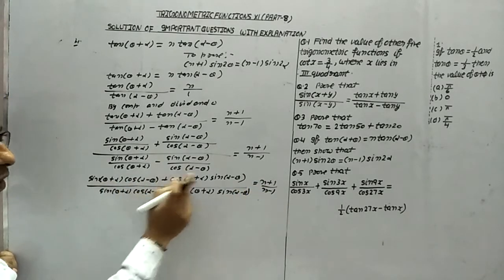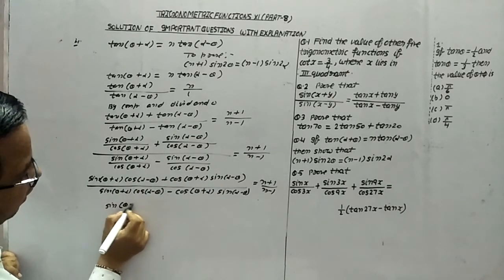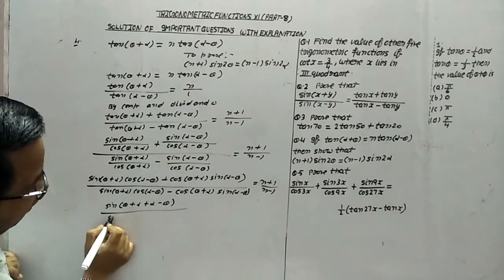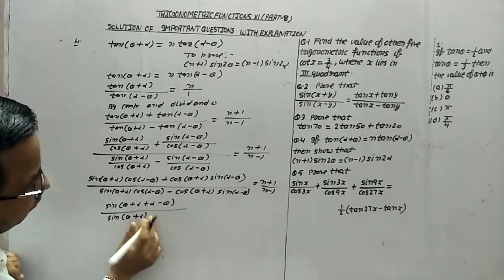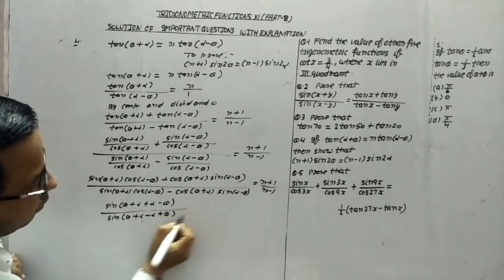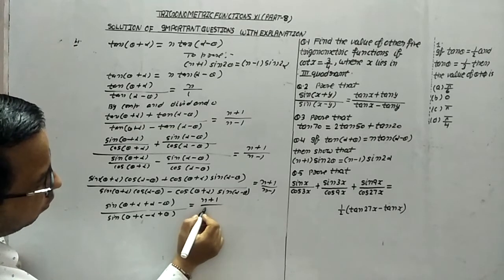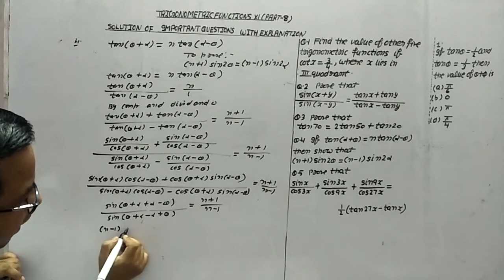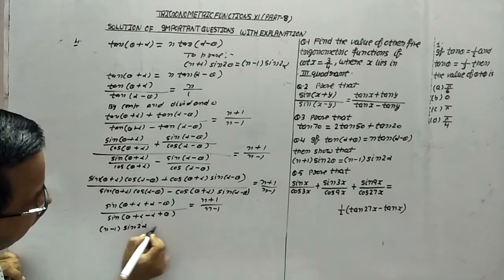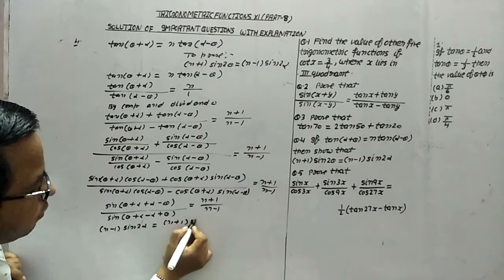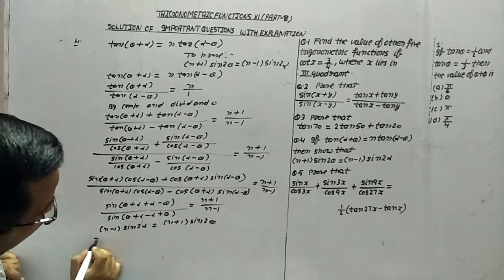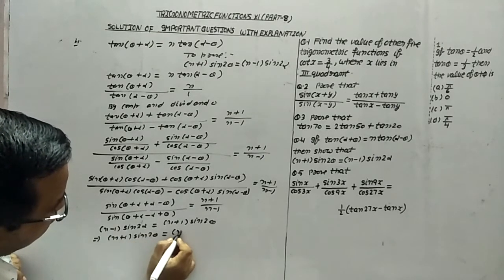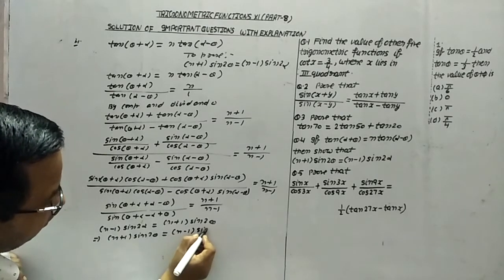Now sine A cos B plus cos A sine B is sine(A plus B), and here also sine(A minus B). It means sine(theta plus alpha plus alpha minus theta) upon sine(theta plus alpha minus alpha plus theta) is equal to n plus 1 upon n minus 1. After cross multiplication we get (n minus 1) sine 2 alpha is equal to (n plus 1) sine 2 theta. And this is the proof. It implies that (n plus 1) sine 2 theta is equal to (n minus 1) sine 2 alpha.